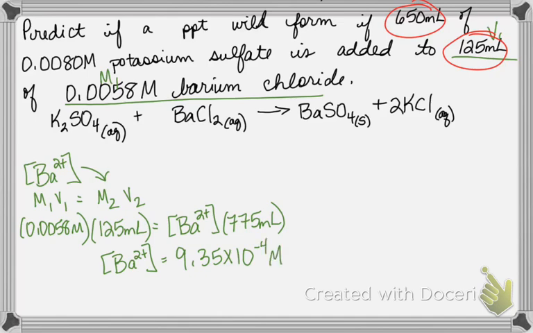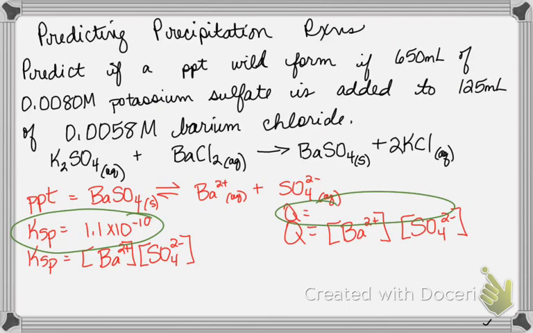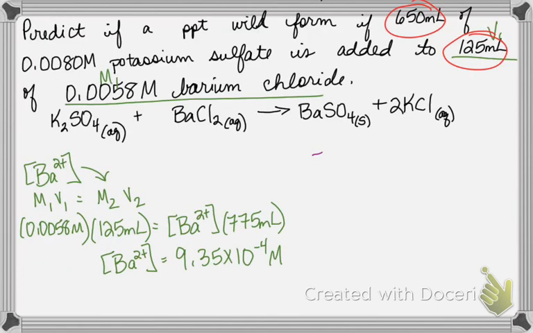Now, I've got the barium. It's 9.35 times 10 to the minus 4. Now I need to calculate the concentration of the sulfate. So you guys see if you can use the barium one as an example and set up the sulfate one and solve for it. Pause the video and do the sulfate. And when you start the video back up, we will work through sulfate together.